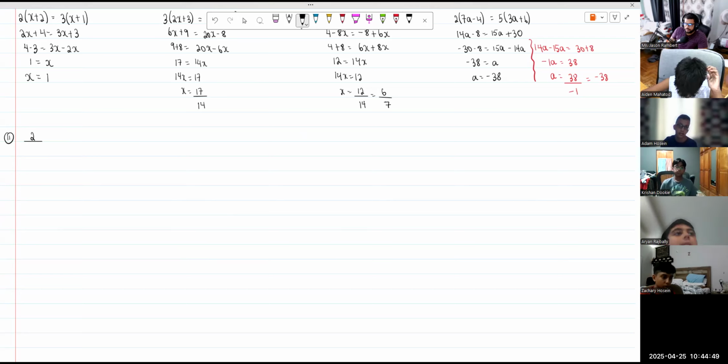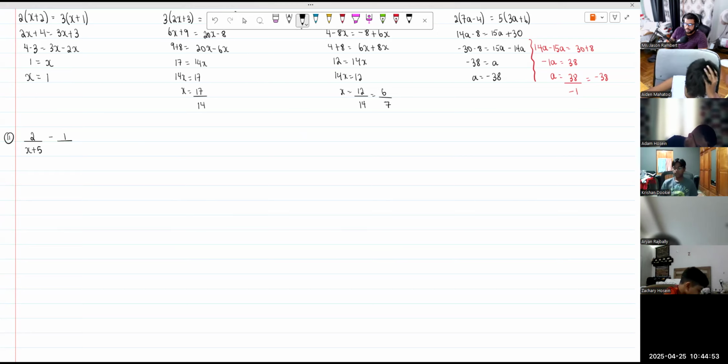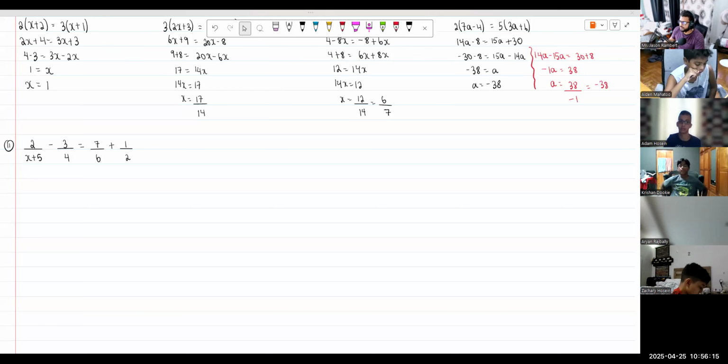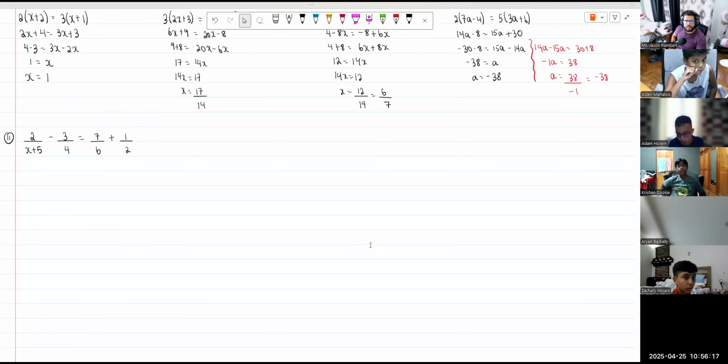2 over x plus 5 minus 1 over minus 3 over 4 is equal to 7 over 6 plus 1 over 2. Let's see what I could do for this one. Go ahead. It seems like someone is having some problems with this question.